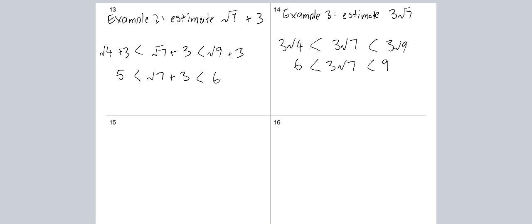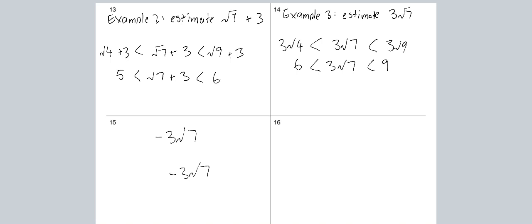I'm not too sure if the booklet has this kind of problem in there, so don't bother writing this down. But if I had to estimate, say, negative 3 root 7, then because it's negative, when I multiply a positive number by a negative number, I'm actually going to get a negative number at the end, aren't I? So what was 2.6 or whatever for root 7, negative root 7 would be negative 2.6. So it's actually shifting it all the way over.